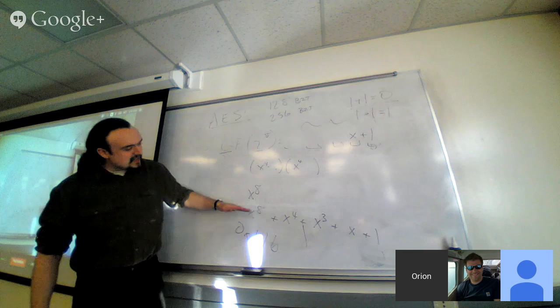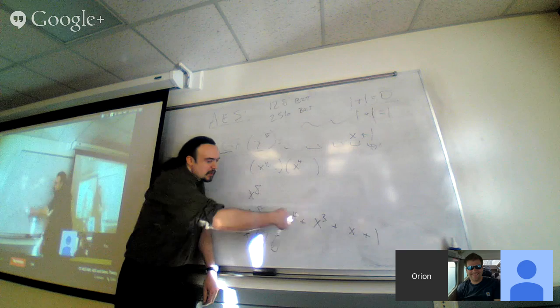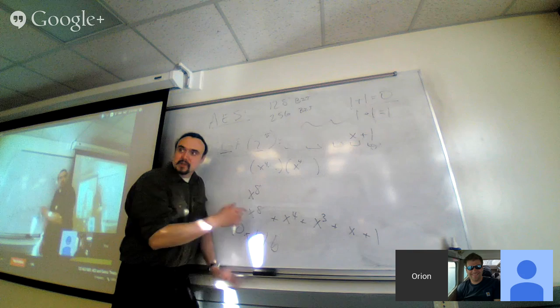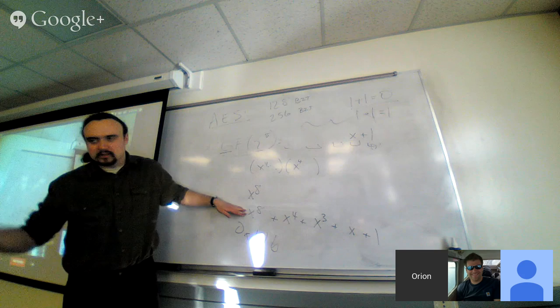So I need to reduce back into the field. The real trick is that rather than just throwing away the high bits, they are used to screw up the low bits. And this means we don't get zero back out, which is the real deal. So I, quote unquote, subtract off this. Subtract off copies of this until I'm in the field again. So what's subtract? Well, same as XOR.